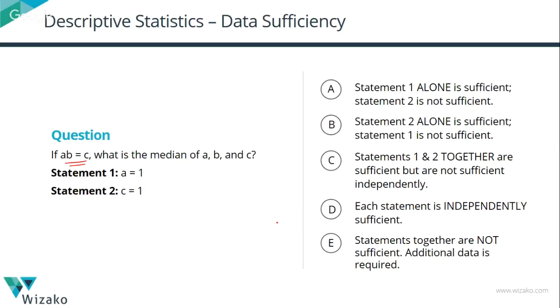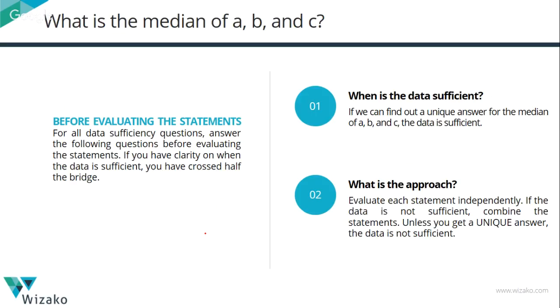Do we have any information about what kind of numbers A, B, and C are? The last question mentioned integers. Here, no mention of it. So they could very well be integers, non-integers, negative numbers, anything is possible. Quickly check out when the data is sufficient.